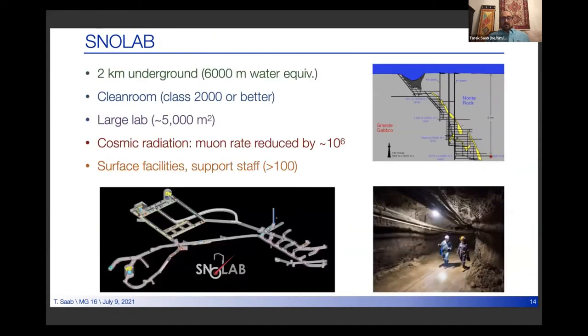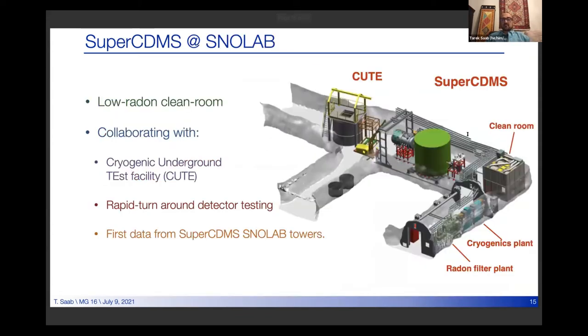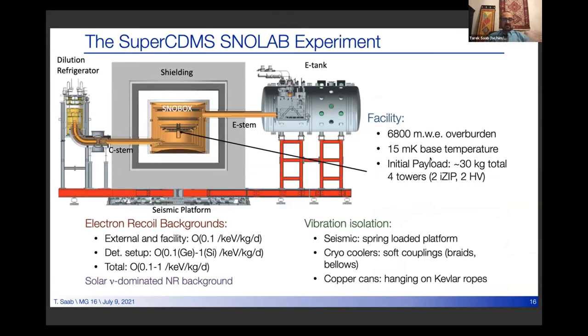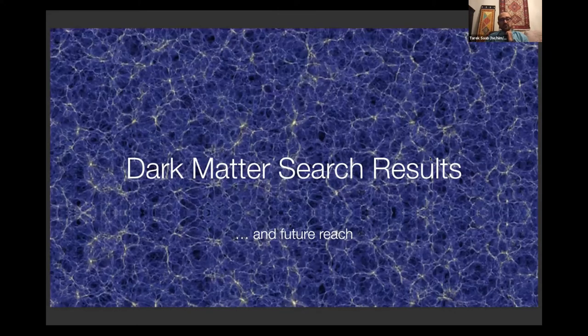The SNOLAB experiment we're currently building is in Sudbury, Canada. It's 2 kilometers underground. What that buys you is a lot of shielding from cosmic ray muons, and it's a very clean room facility. So, you know, control and suppression of backgrounds. This is a schematic of what the experiment will look like. Here is where the SuperCDMS detectors will live, and the green cylinder is basically what the shielding surrounding the detectors looks like. That's the schematic. I will just go through it quickly.